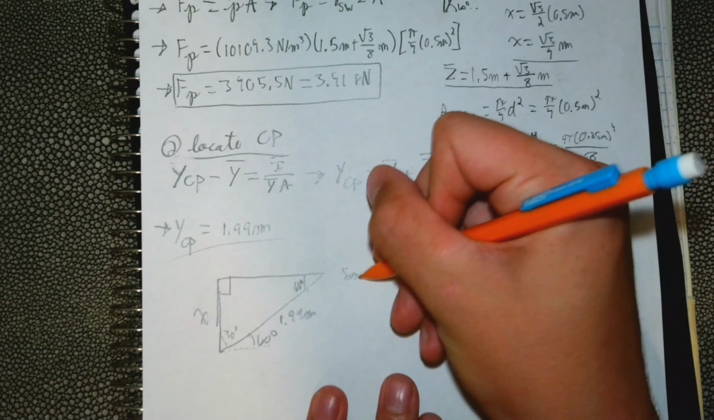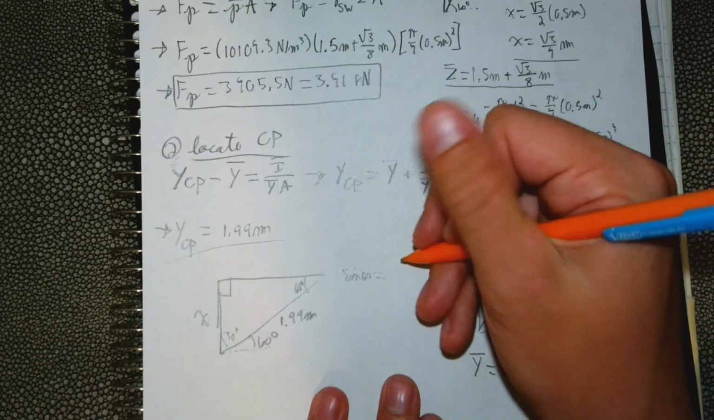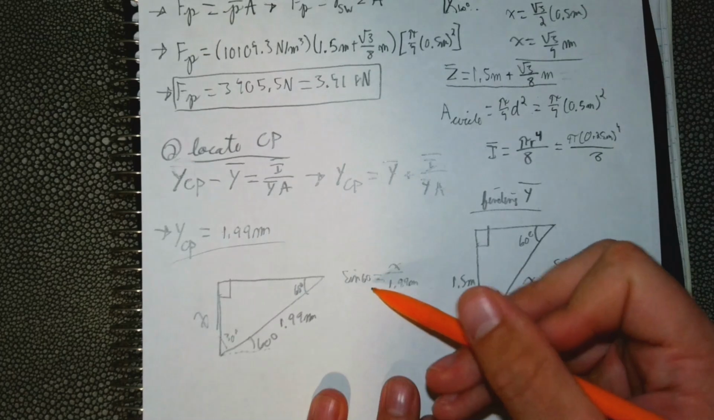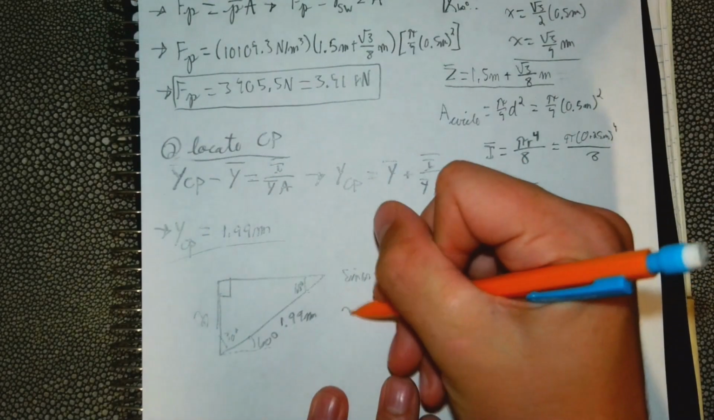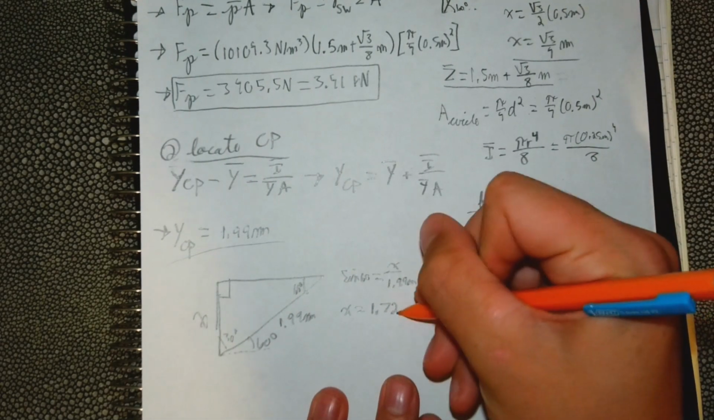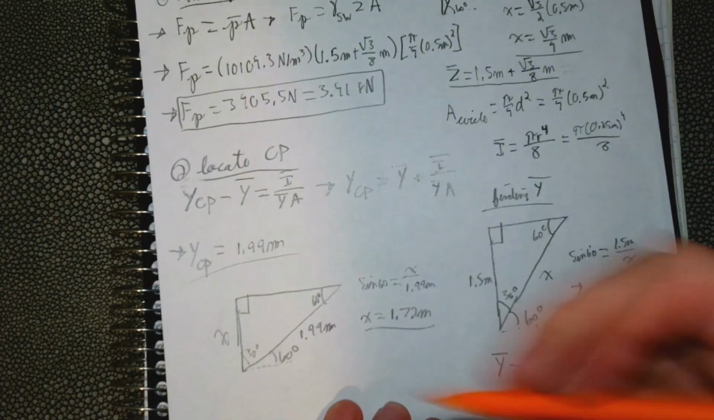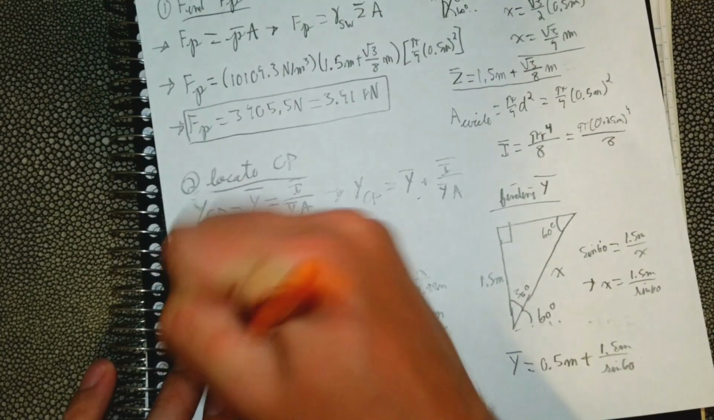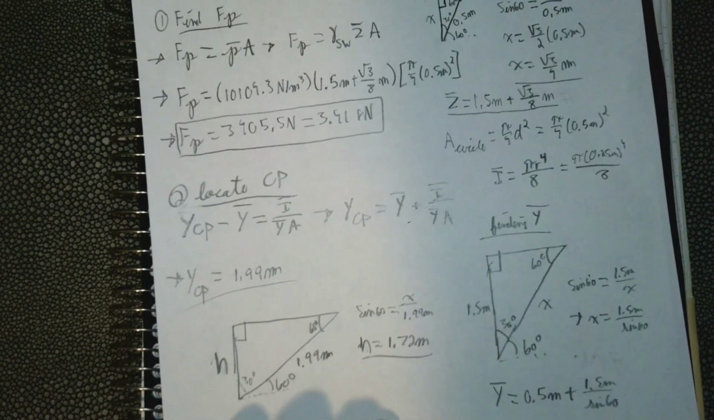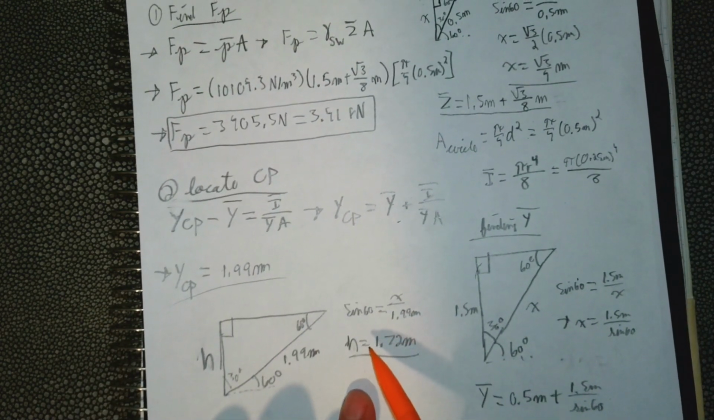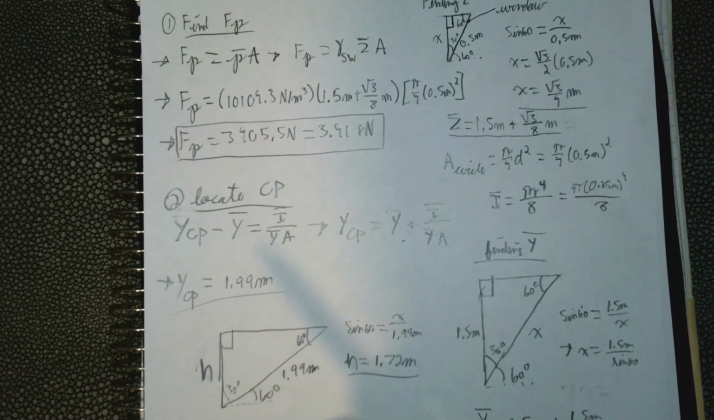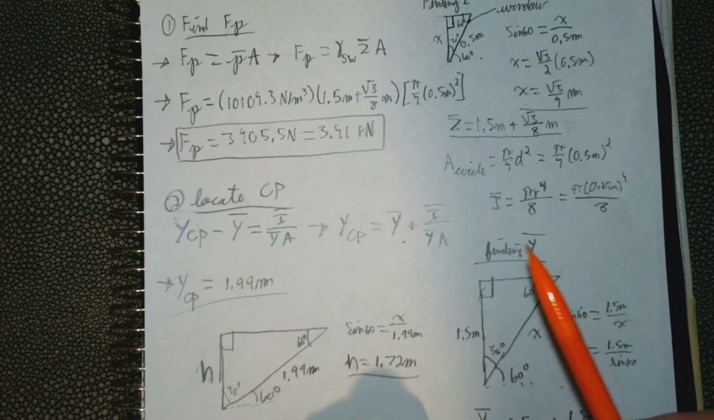Okay, and then we can do sine of 60 equals x over 1.99, and then multiply sine of 60 by 1.99 meters, you'll get x is equal to 1.72 meters. And you know what, I'm going to change this, that doesn't make much sense. I'll put height. So the height of the center of pressure of the circular window is 1.72 meters below the surface of the seawater.